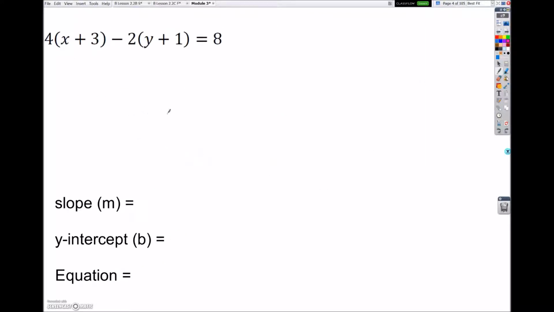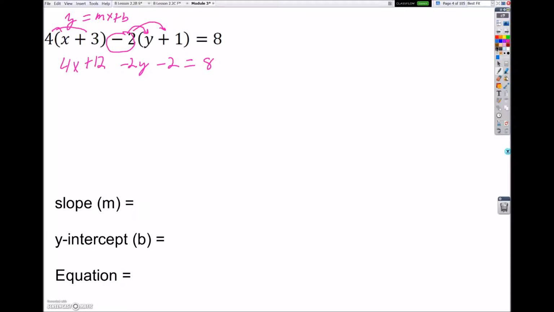It says now if I have this, I need to figure out all that stuff by putting it in the form of y equals mx plus b. So to do that, first we need to distribute the 4x. Now there's a few ways to solve this. I'm choosing to distribute. So 4x plus 12. And now I'm going to distribute a -2 to the y and to the positive 1. So -2 times y is -2y. -2 times 1 is -2. And that's going to equal 8.